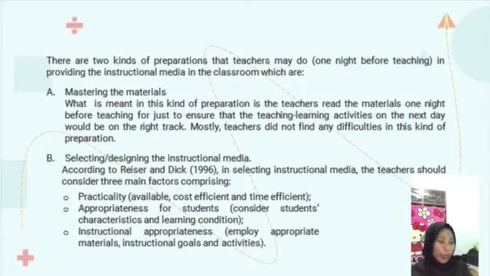According to Reiser and Dick, 1996, in selecting instructional media, the teacher should consider three main factors. First is practicality: availability, cost efficiency, and time efficiency. Second is appropriateness for students: consider student characteristics and learning conditions. And the third is instructional appropriateness: employ appropriate materials, instructional goals, and activities.